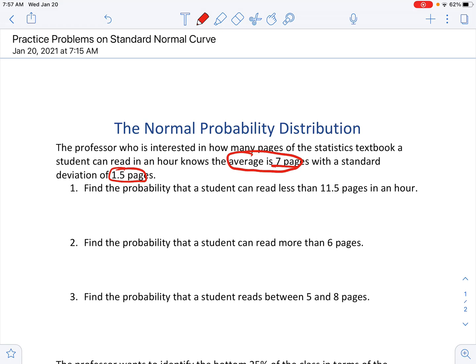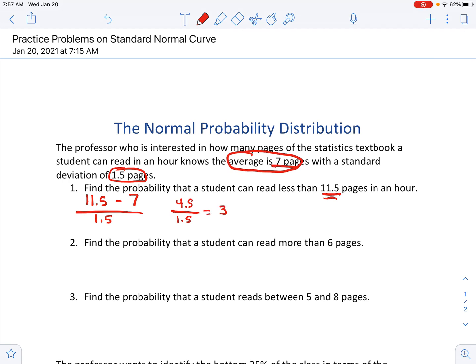Okay, so first thing we're going to do is take the value that they want. This is the value they want. So we go 11.5 minus our average, which is 7, divided by our standard deviation, which is 1.5. So 11.5 minus 7 is 4.5, divided by 1.5. So this is equal to 3.